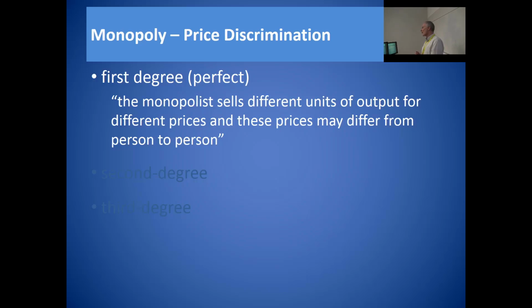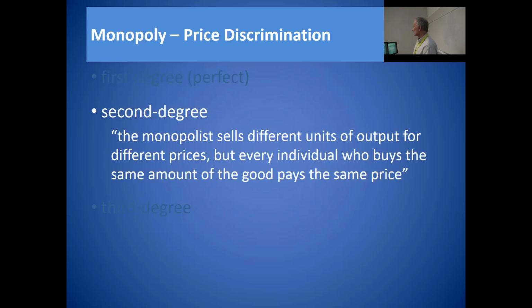Now, I'm not going to have time to go through a full rendition of all 3 of these, but we're going to concentrate some examples later on on perfect or first degree price discrimination. So I'll give you the definitions first of all, and then I'm going to throw some questions out there at you. So first degree price discrimination, also referred to as perfect price discrimination, is when the monopolist sells different units of output for different prices. That's the same with all types. And these prices may differ from person to person. That's the crucial part.